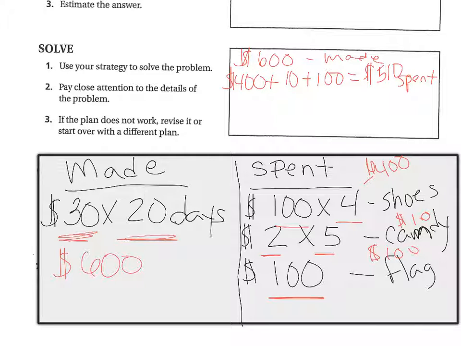I've made my table, and then I also had said before that I know that money spent and money earned are kind of the opposite. So if he made $600 and I know he spent $510, I have to subtract to see which is left. So Devin has a total of $90 left, and that's because 600 minus 510 equals 90.